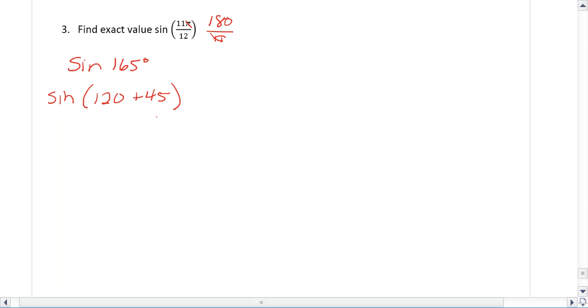So now I need to look at the pink sheet and look at the sine of alpha plus beta and follow that identity, which would be the sine of 120 times cosine 45 plus cosine 120 times sine 45. And then going to the blue sheet and finding these values.